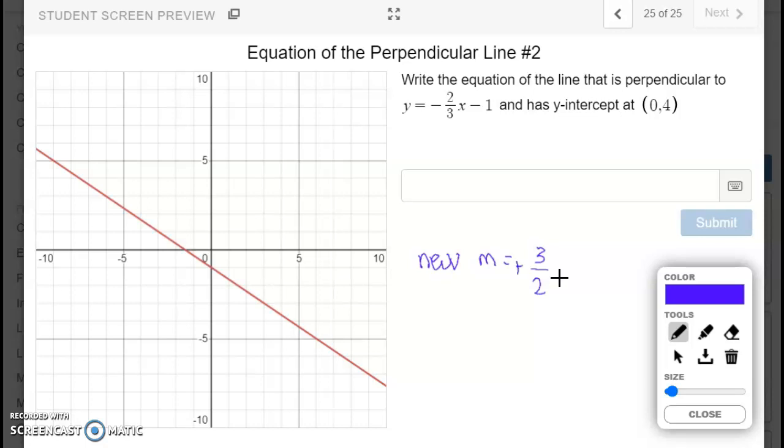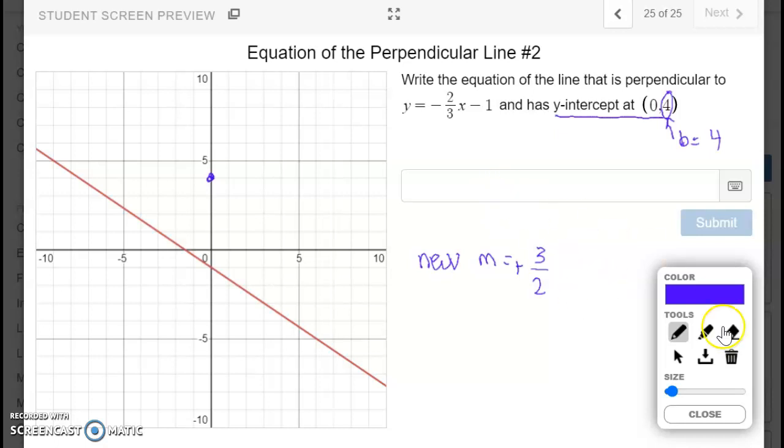The new slope is going to be positive, and we want the y-intercept to be (0, 4). (0, 4) is right there. Since we know that this is a y-intercept, we know that this value is the b value of the new equation. So putting this together, m is 3 over 2 and b is 4.